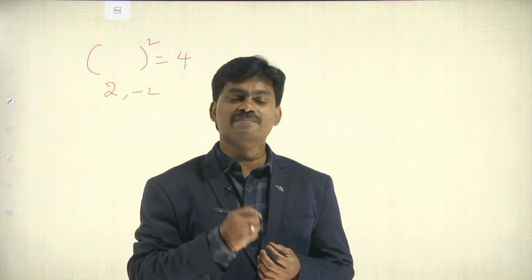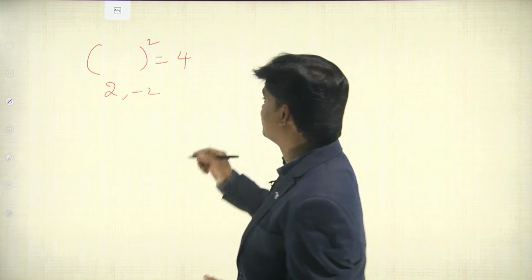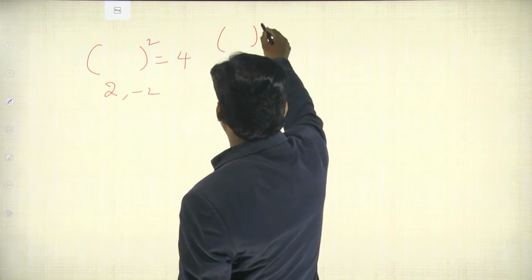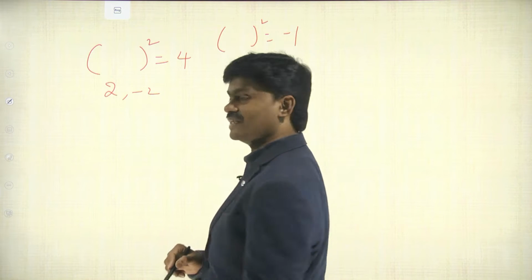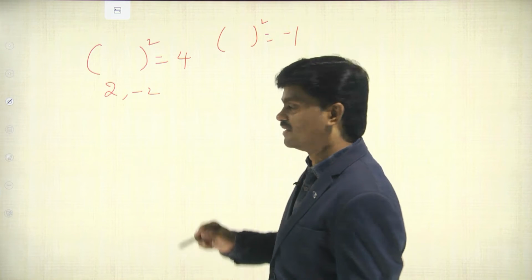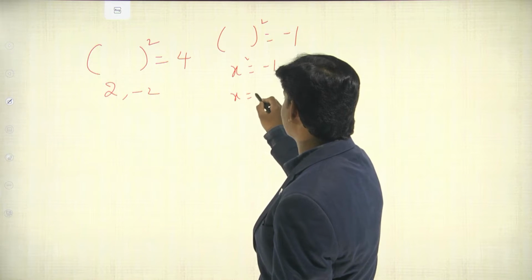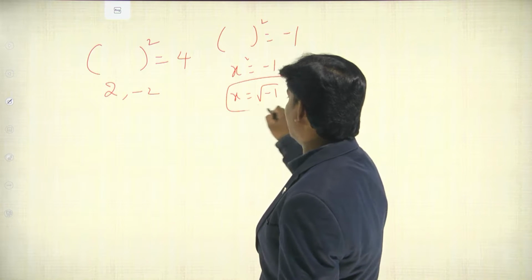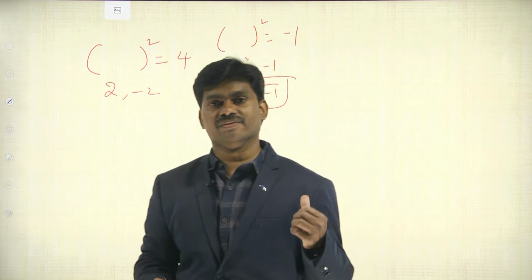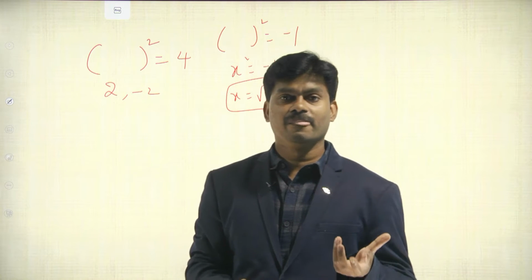Then, which number squared gives minus 1? Consider the number x. x squared is equal to minus 1. Then x is equal to under root minus 1. What's the value of the square root of a negative number? In math we can say it is not defined.